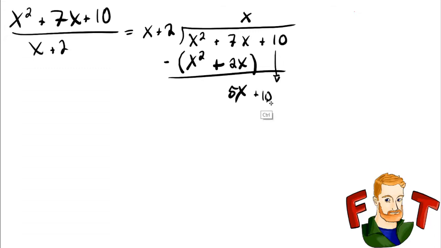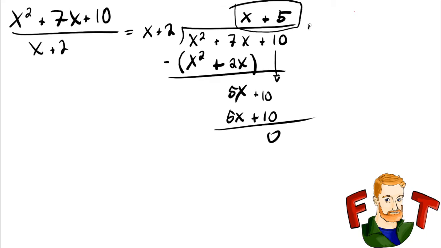And now x plus 2 goes into 5x 5 times. So positive 5 times. 5 times x plus 2, 10. And there is no remainder. So this, where x does not equal negative 2, because if it did, this expression would not make any sense.